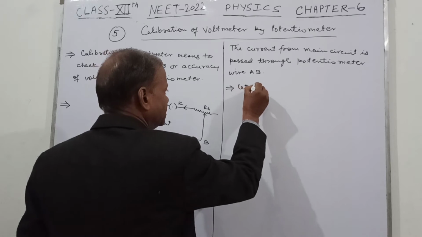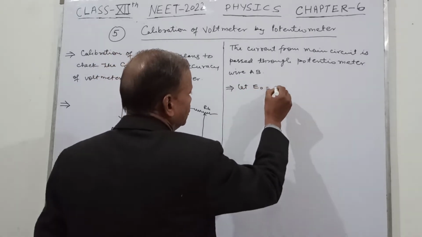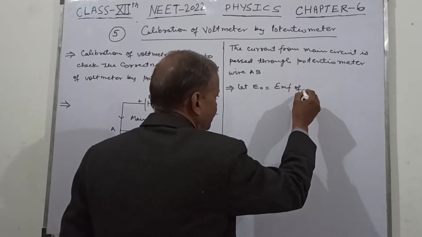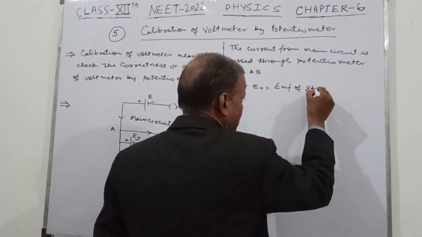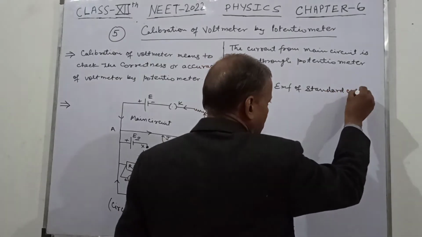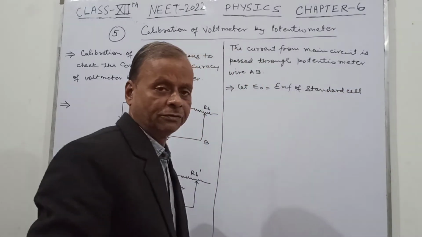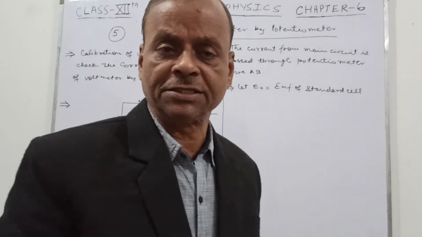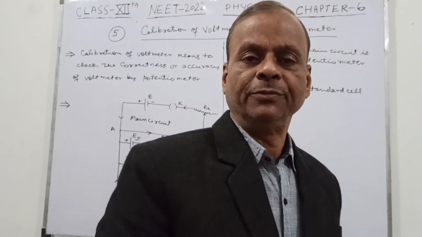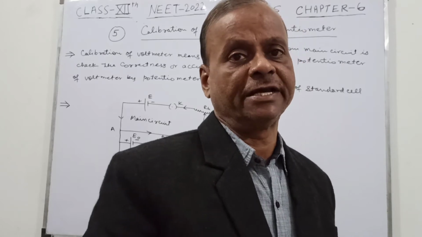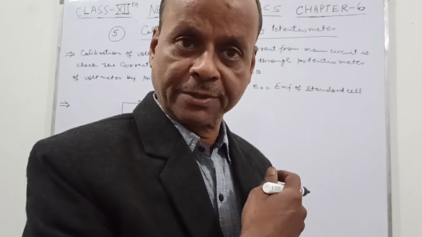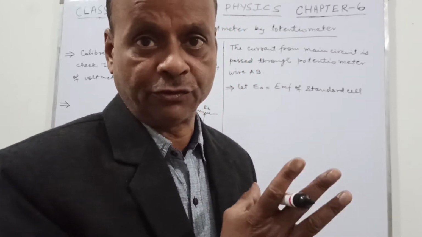Let E naught equal the EMF of the standard cell. And I have told you that the standard cell is taken either as a cadmium cell or a Daniell cell, because these two cells have a constant EMF over a long time while the experiment is continued.